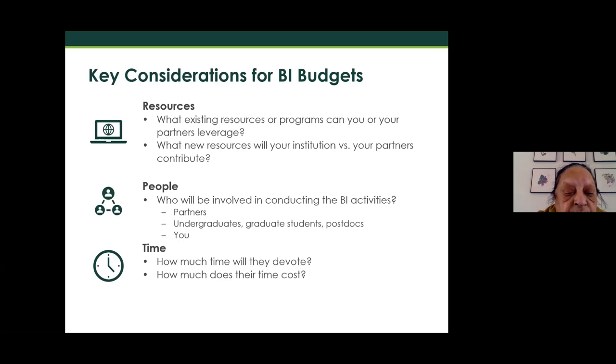The other thing when you're doing your budget is the people who will be involved in conducting the BI activities, and partners. We discussed in broadening participation that you might want to work with minority serving institutions. Again, minority serving institutions do not have very many resources, and you might have to provide them. Suppose you are planning to bring students for a bridge program to do summer research, you might have to provide them with research funding, as well as living expenses, costs you might incur for putting up the student for the summer.